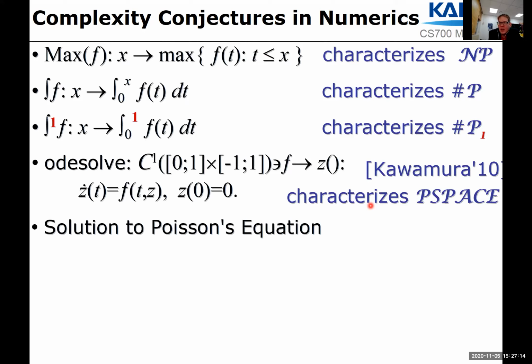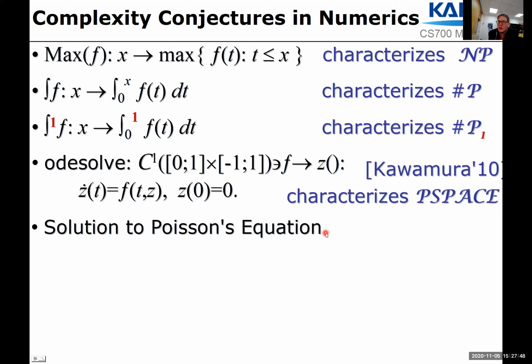Moving on to further more complicated problems in numerics: solving partial differential equations, not ordinary, which intuitively should be more difficult than ordinary differential equations. But on the other hand, we're here restricting to linear partial differential equations, namely Poisson's equation, whereas the ordinary differential equation that Akitoshi proved to be PSPACE hard has a nonlinear right-hand side.